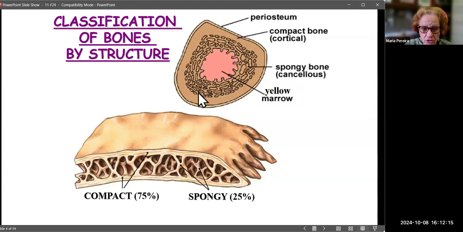So this is a cross section of a bone, and you can see the yellow bone marrow in the medullary cavity. Then you see the spongy bone, and these structures here represent the cavities where the red bone marrow is stored. And then you have the trabecula. These are made of bone tissue. And you have the compact bone on the outside. Now, this compact bone is protected by a layer of connective tissue that we call periosteum. Okay, so let's continue.